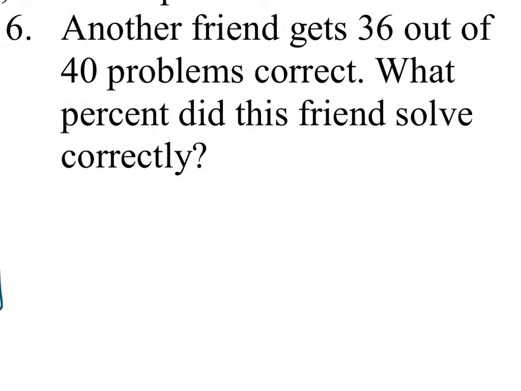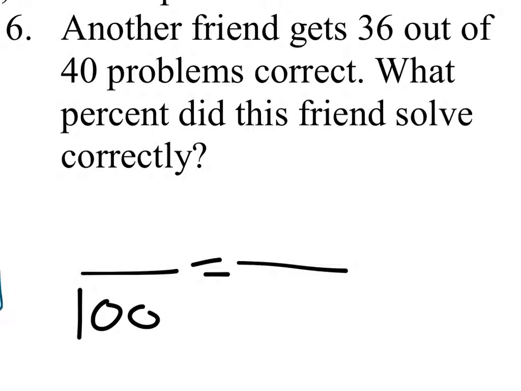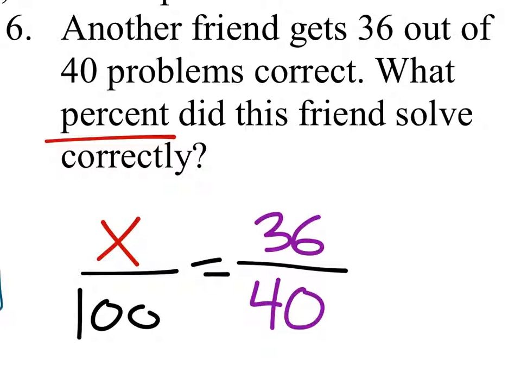Another friend gets 36 out of 40 problems correct. What percent did this friend solve correct? All right. So setting these up, we got the 100. This one's nice because it's the percent that we don't know. Now, in this test, there were 36 problems. That's part of it. Out of the 40 problems, that's the whole test. I'll make that a different color.